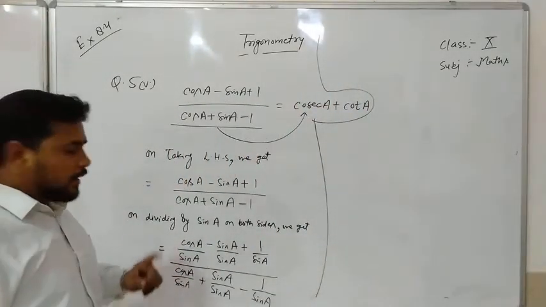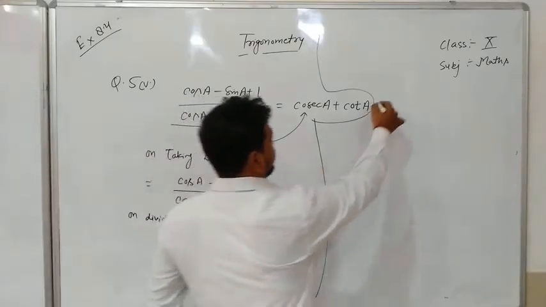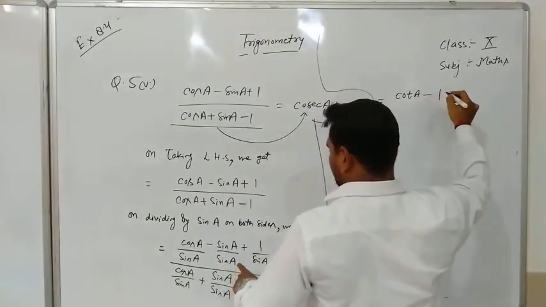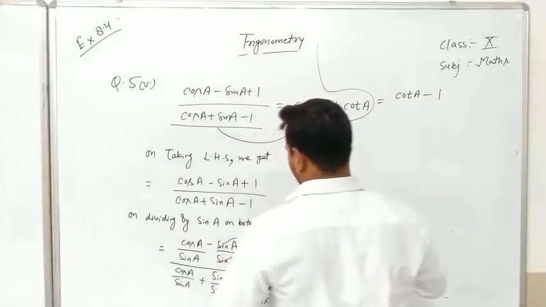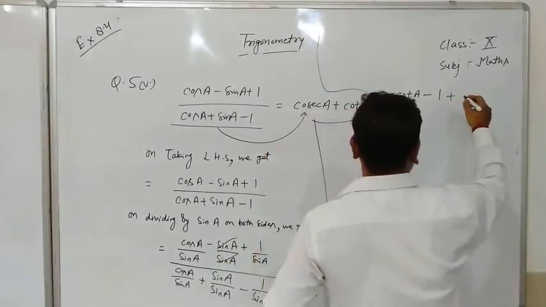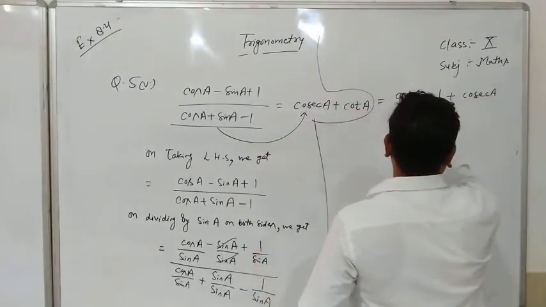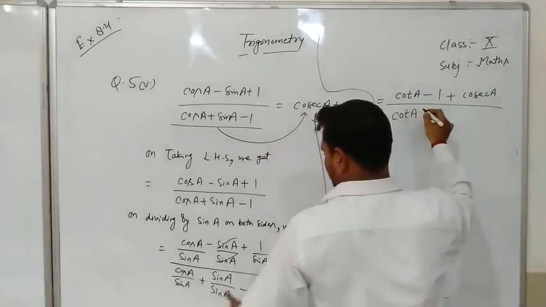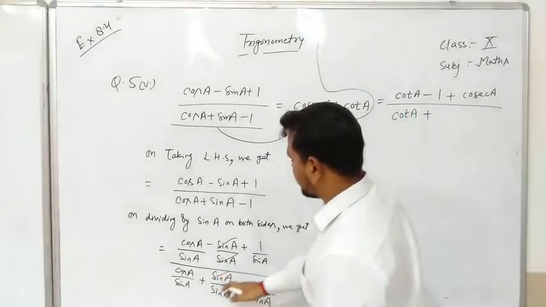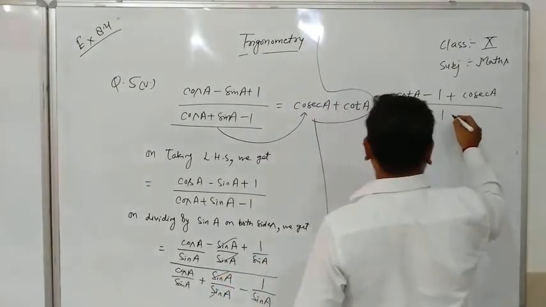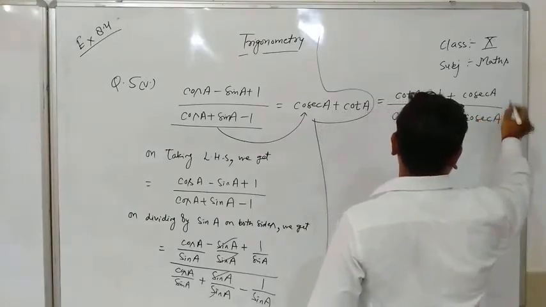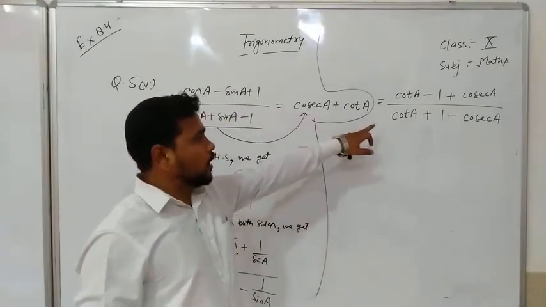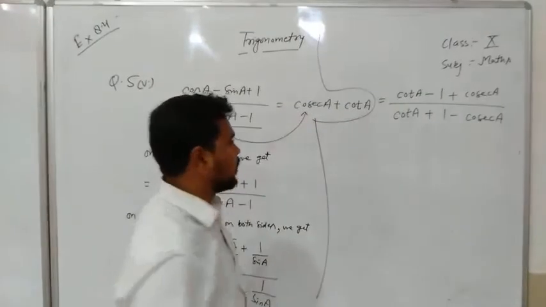Cos A upon sin A is written as cot A, that is cot A, minus sin A upon sin A, that is 1, that sin A is cancelled, plus 1 upon sin A, that is cosec A. After it all, cos A upon sin A, that is cot A, plus sin A is cancelled with sin A, that is 1, minus 1 upon sin A, that is cosec A. So the answer will be 1 upon cot A minus 1 plus cosec A plus 1 upon cot A plus 1 minus cosec A.